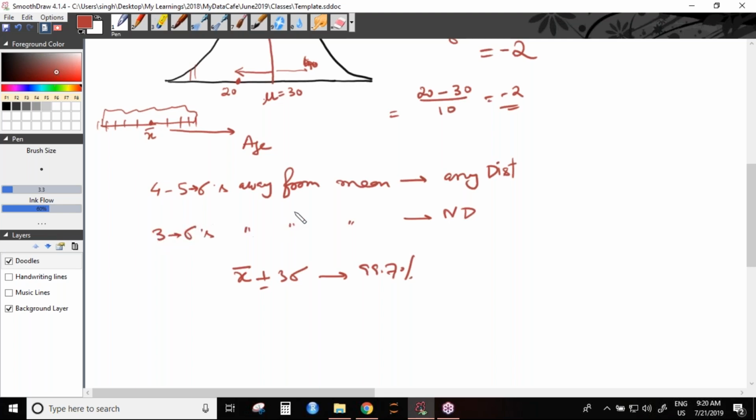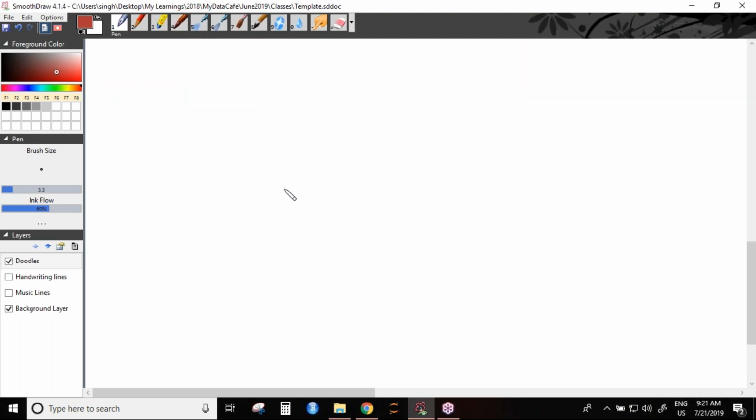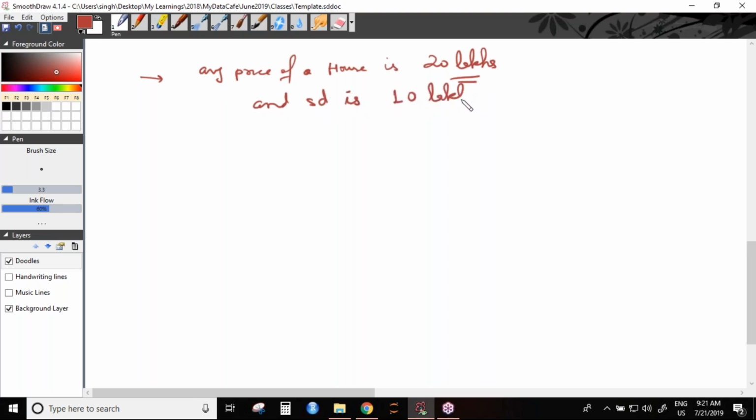Now I have a tricky question here. Let me see who can answer. I have already added it to the LMS, but let me ask. I tell you that the average price of a house is, let's say, 20 lakhs, and the standard deviation is, let's say, 10 lakhs. The average price of a house is 20 lakhs and the standard deviation is 10 lakhs.